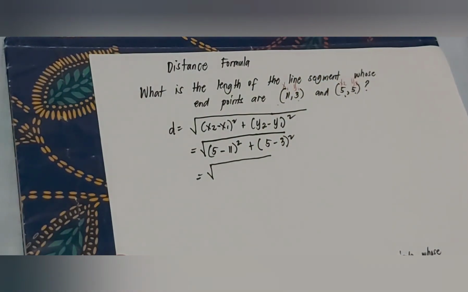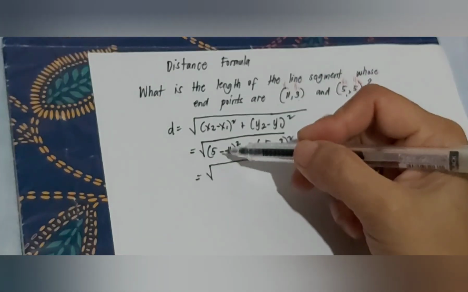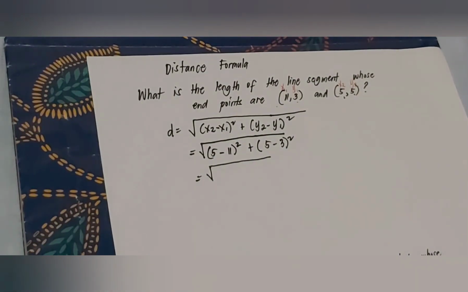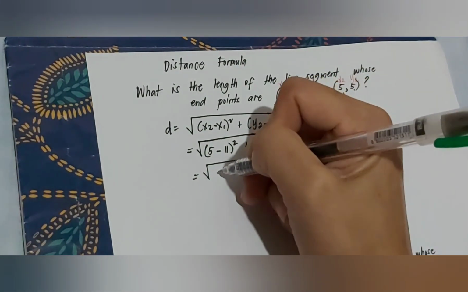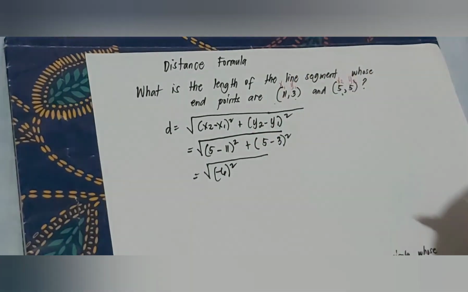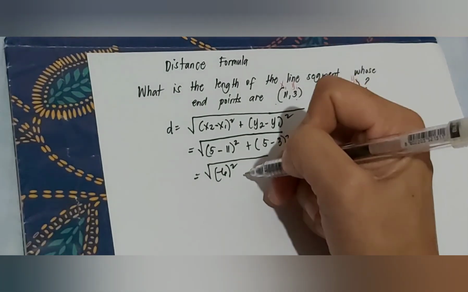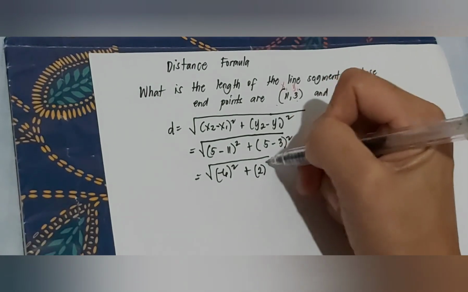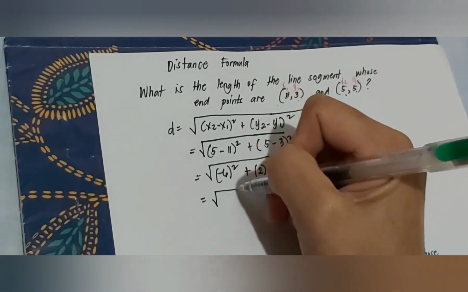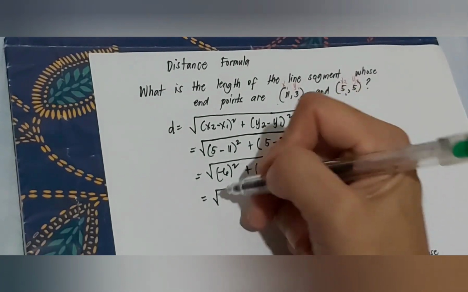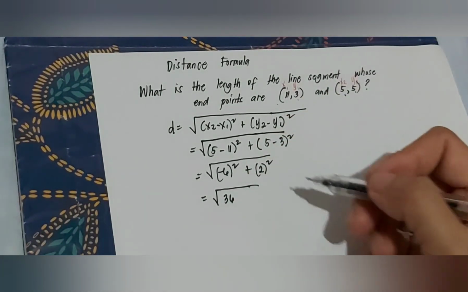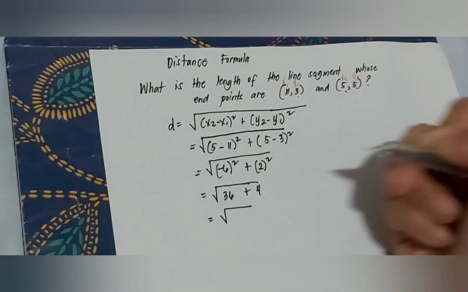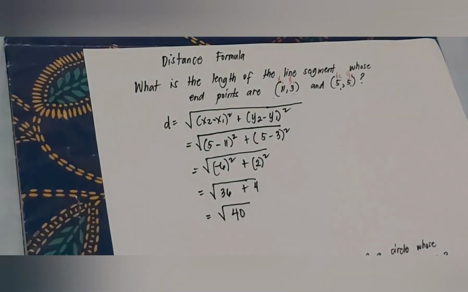And what is 5 minus 11? So change the sign of subtrahend, proceed to addition. So pareho lang. 11 minus 5 is 6. And that is a negative 6 squared. Plus 5 minus 3 is 2. And that is 2 squared. Let's proceed. 6 squared is 36. 2 squared is 4. Then add 36 plus 4 is 40. Okay, square root of 40.